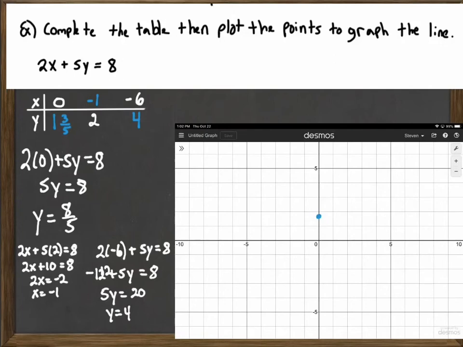Then we have the second point, negative 1, 2. So negative 1 is going to be to the left 1. So we're going to the left 1 and then up 2. And so we make that adjustment to get our second point, negative 1, 2. And the last one's negative 6, 4. So we're going to go left 6, up 4, and then land at our point. And so at this point we've plotted all 3 points on the graph.